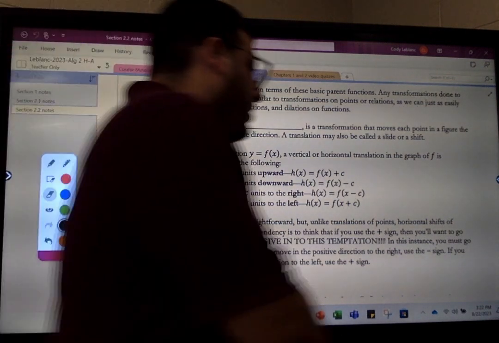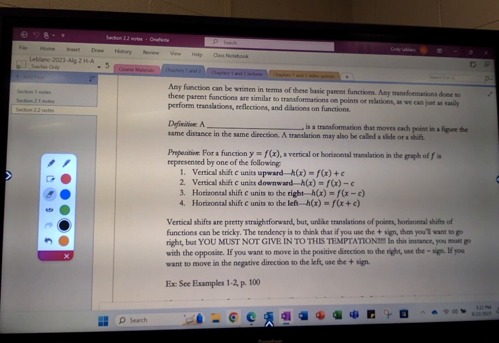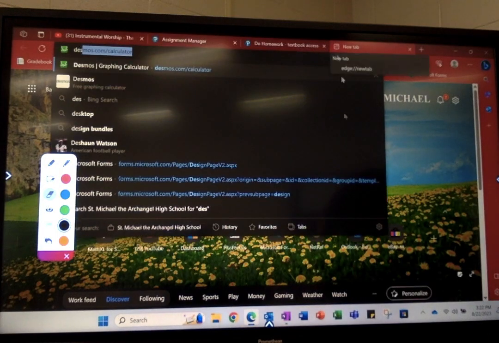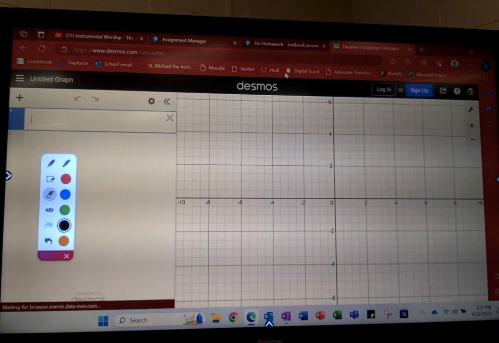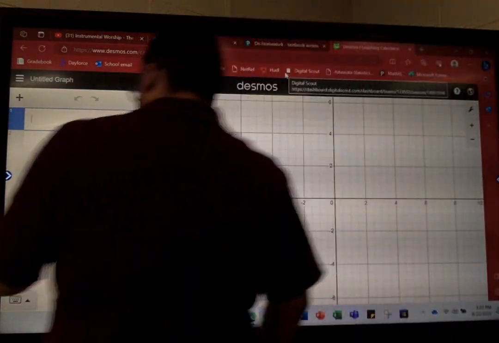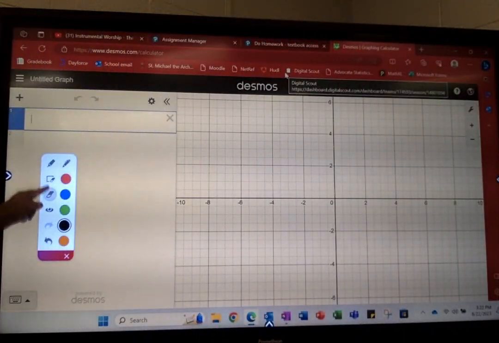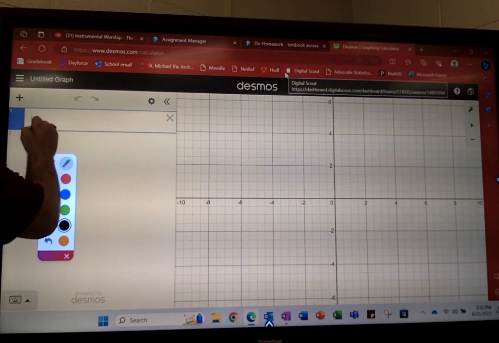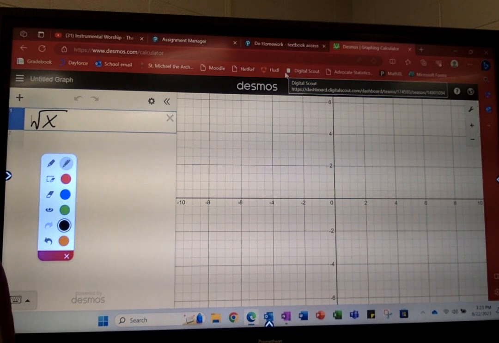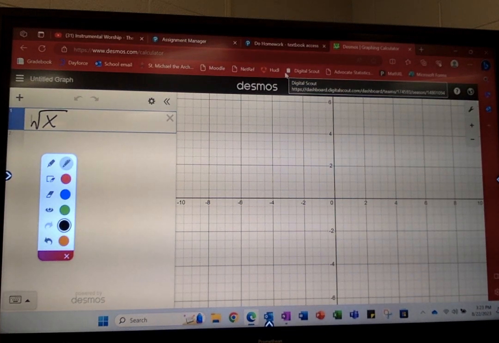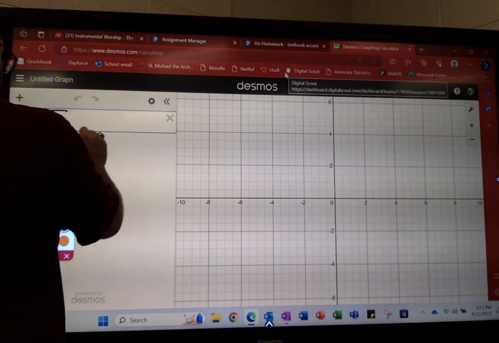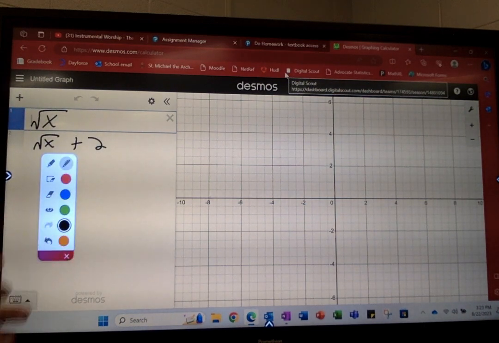Okay? So I'll give you an example, and I'll use an online graphing calculator for this. Let's see, desmos.com/calculator. All right, let's say I'm going to take the function the square root of x. Let's say I want to conduct a vertical shift 2 units up. So that would be square root of x plus 2. I'm adding 2 to the entire function.